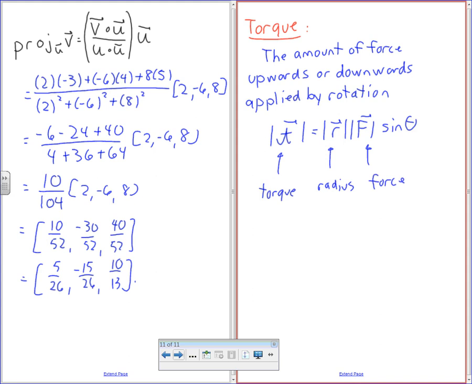Okay, so basically this is r dot F is what it's going to be. And to increase torque, and I still remember this actually from my grade 9 science.